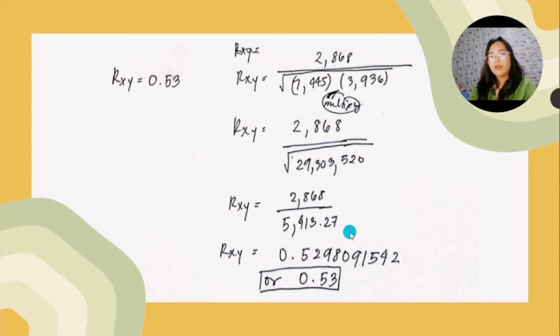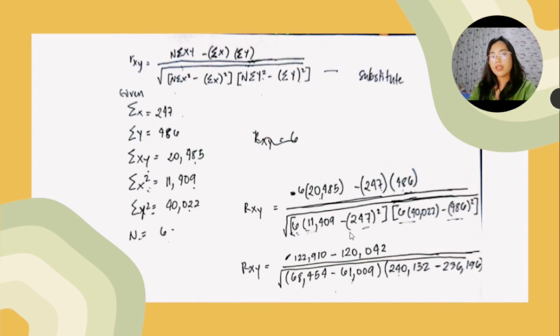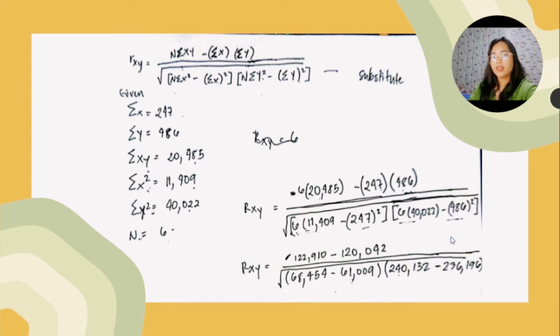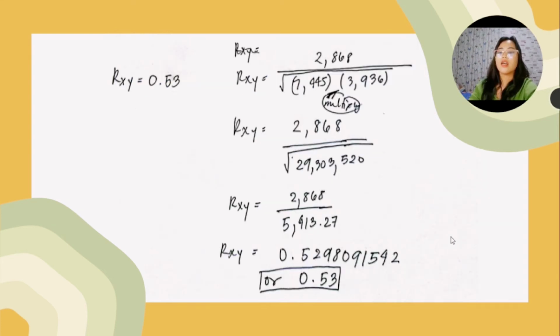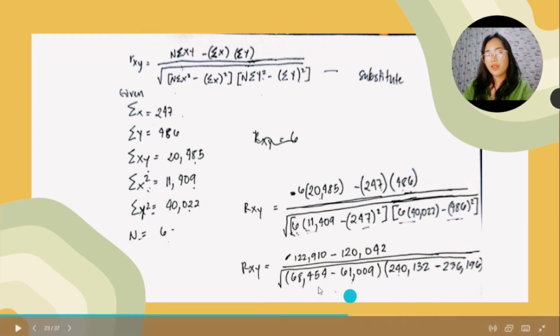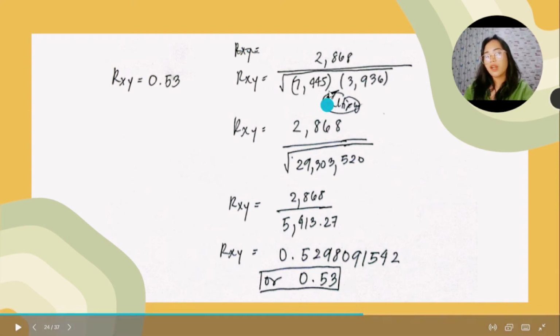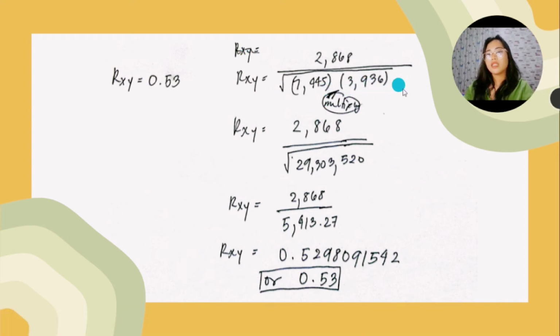After that, we multiply everything again. So we have 2,868 as the result of 122,910 minus 120,042. For the other part, we have 7,445 and also 3,936. When we multiply them, we have 29,303,520, and 2,868 remains there.